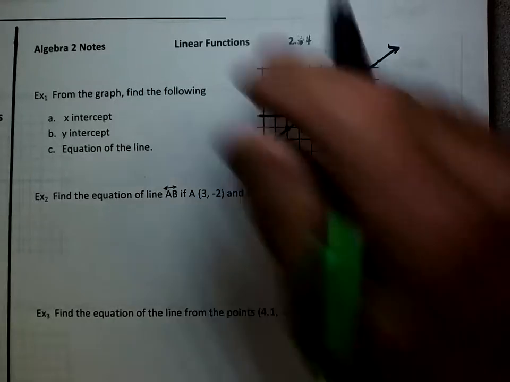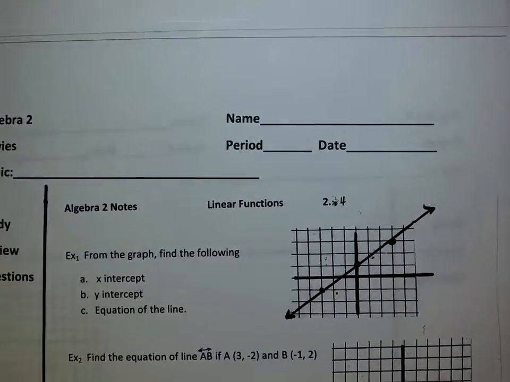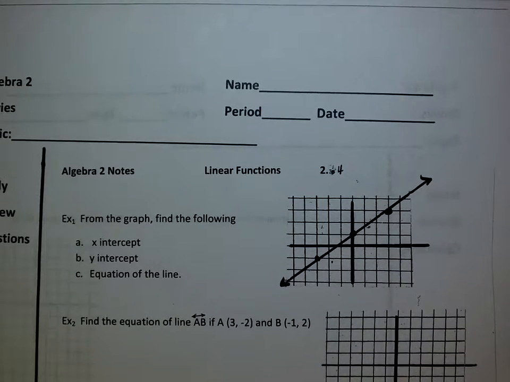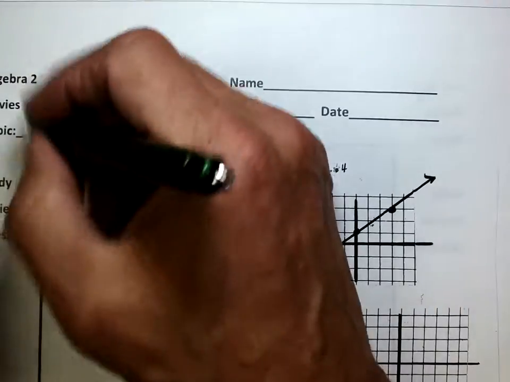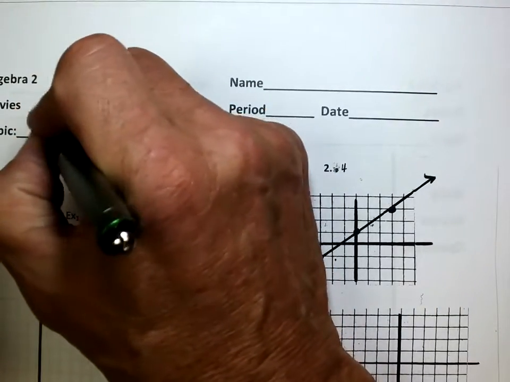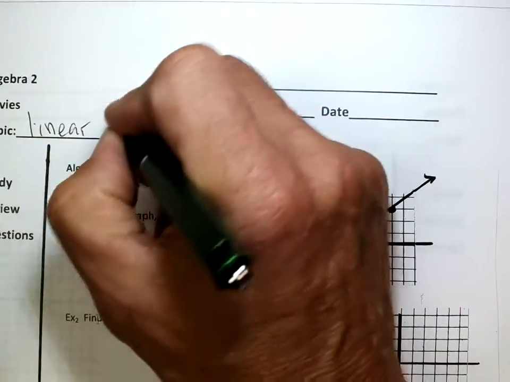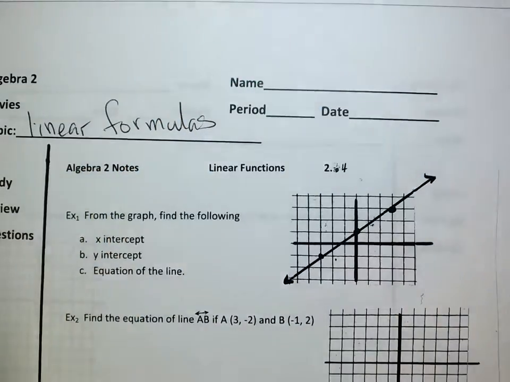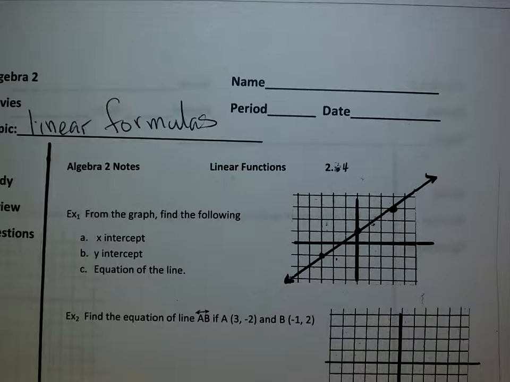Okay, it's Thursday, and what we learned about today is more graphing, and we're going to look at the slope formula, and we're going to look at the equation of a line formula. But let's go ahead. The topic would be linear, we'll call them formulas for right now. All right, so let's go ahead and start.